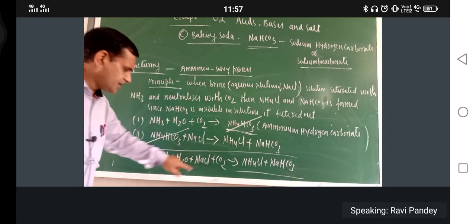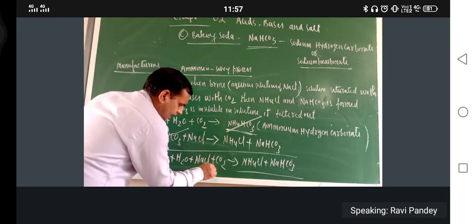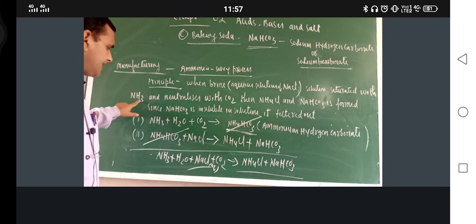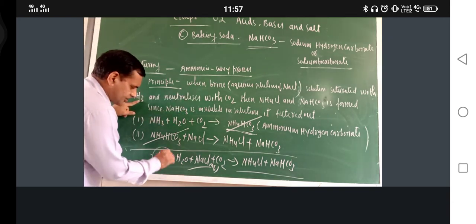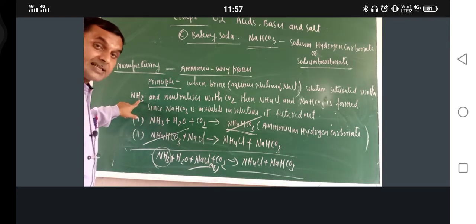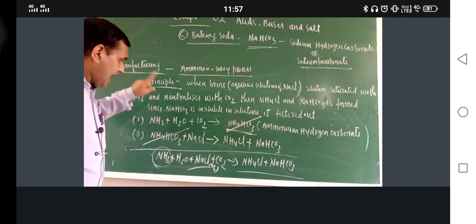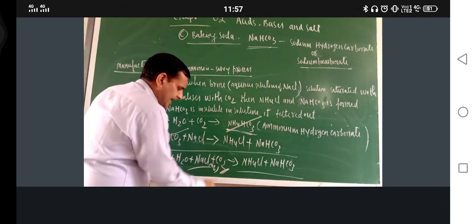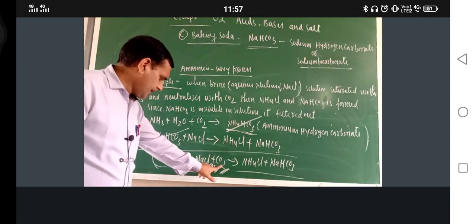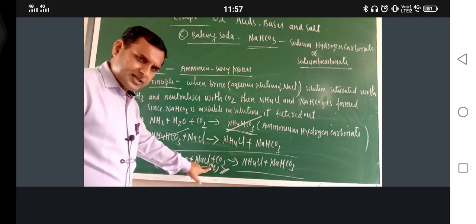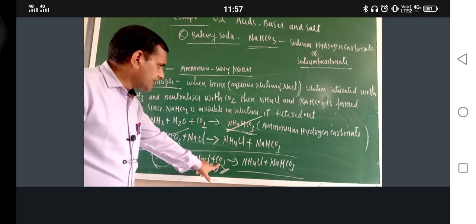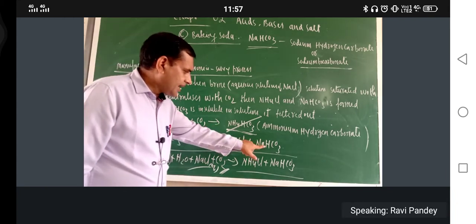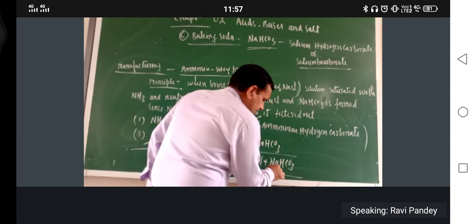When brine solution, this is the brine solution, write down here aqueous. Such a solution is saturated with ammonia. So NH3 is used as a saturating agent and neutralizes with CO2. CO2 is an acidic gas. Because we have taken the aqueous solution, CO2 is neutralizing. Then what is formed? NH4Cl and NaHCO3. This is insoluble.